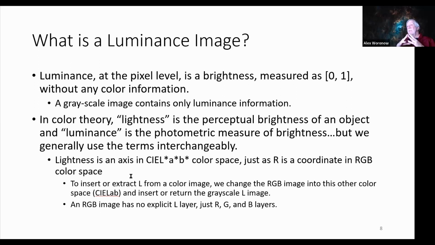So when we insert L into a color image, what we have to do is take that color image and convert it to some other color space, like CIE Lab. Then we take out the L that was in the image and put in our new L, and then convert it back into RGB color space. That's what we actually do. And there's a lot of nonlinear mathematics involved in doing something like that. It's not just, R plus 10% G equals L or something like that.